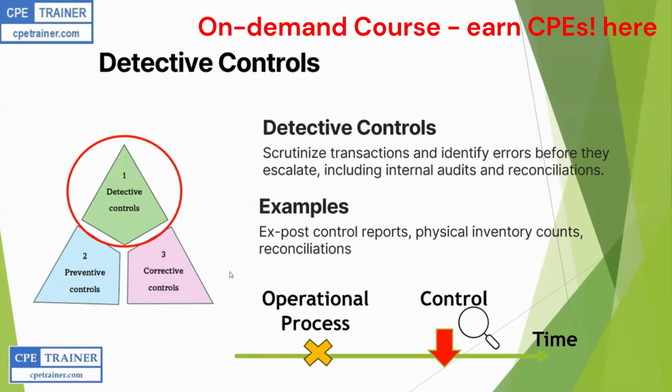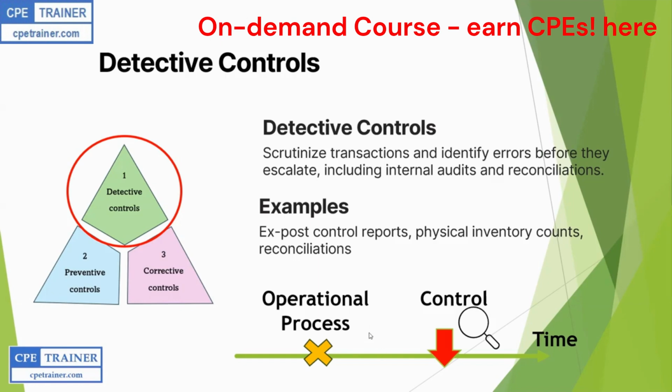Now, let's go into the first bucket. So detective control, and I've shown here a timeline. Here you have the operational process, and here you have a control that kicks in. So the control comes after the fact. It's called an ex post control, and it basically makes sure that somebody looks, monitors and checks what has been going on in a process and identifies any outliers.